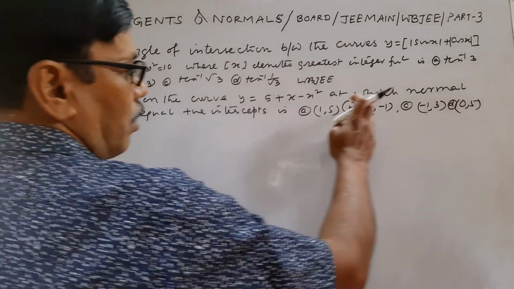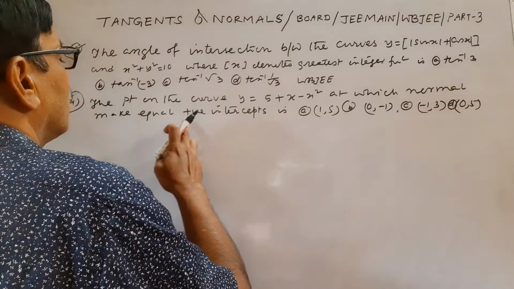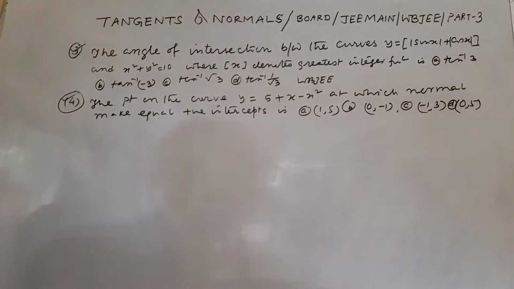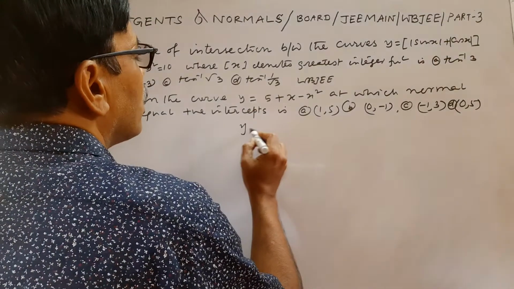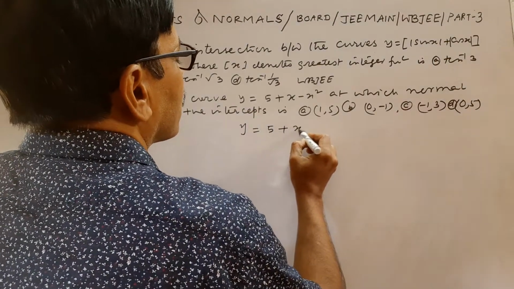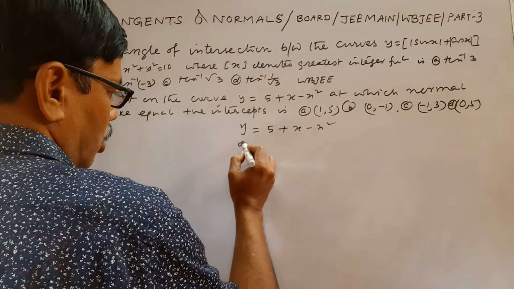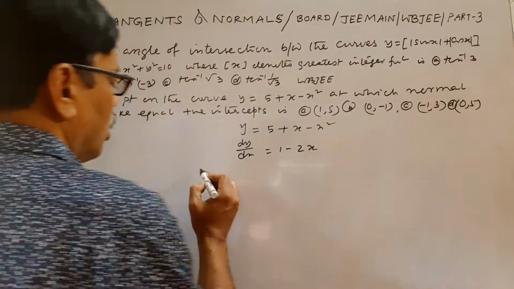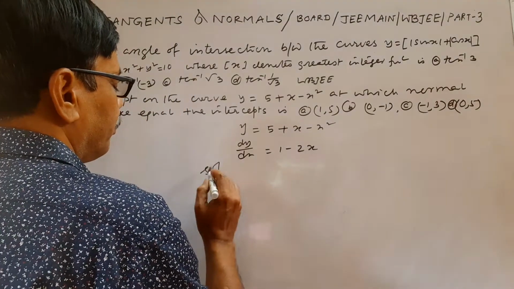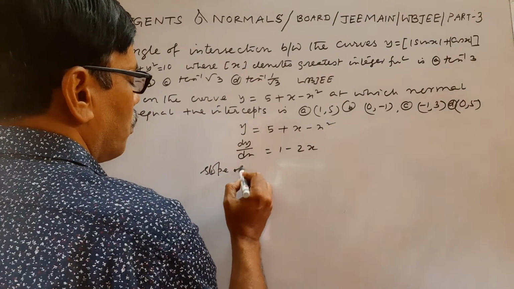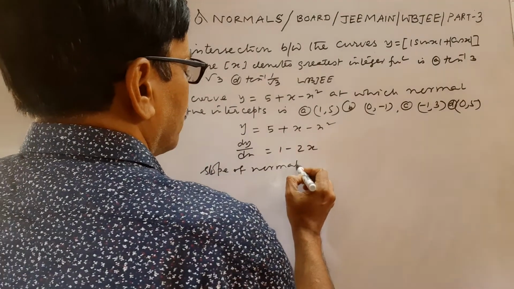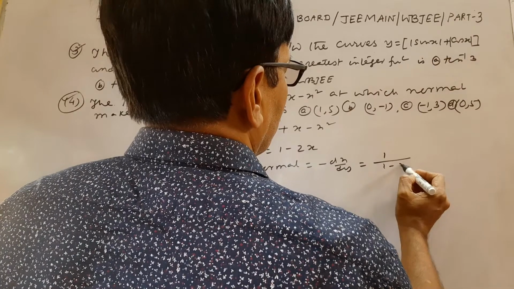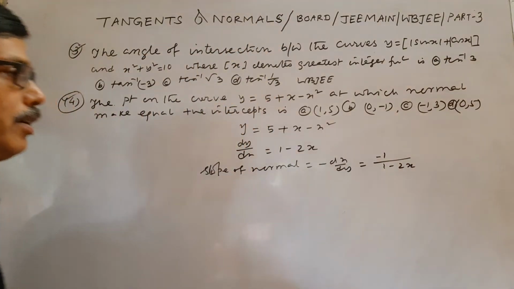The point on the curve at which normal makes equal positive intercept each. So the curve is y equals 5 plus x minus x square. So what is dy/dx? 1 minus 2x. So slope of normal equals minus dx/dy, equals 1 by 1 minus 2x with negative sign.